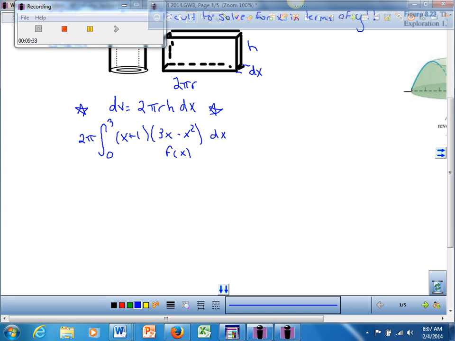Sometimes it will be switched. If we are rotating around a horizontal axis, then f of x will be a radius, and x plus or minus 7 would be the height. So it could change a little bit, but we're usually dealing with an x value or a y value and an f of x or an f of y. So we have 2 pi r h dx. And then we can integrate this, yes? Quickly do this on your calculator so I can answer. Yes?